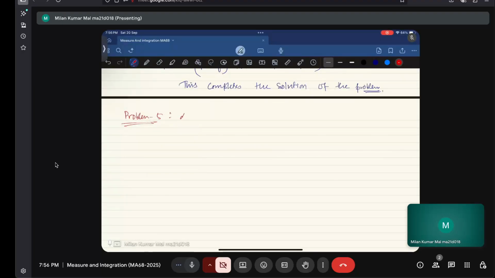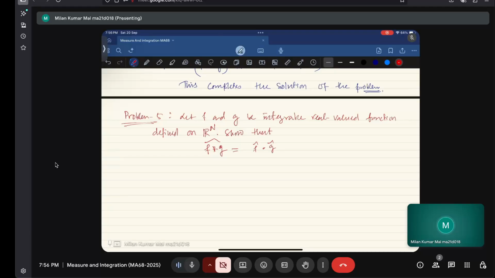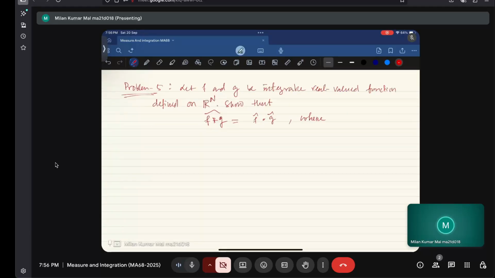Let f and g be integrable real valued functions defined on Rn, where n is a fixed natural number, so that the Fourier transform of f star g is equal to f hat dot g hat, where this hat denotes the Fourier transform.